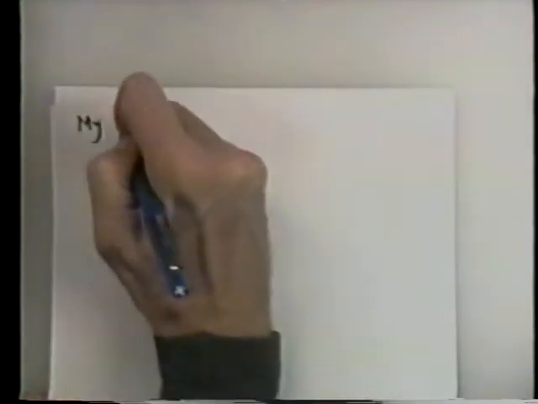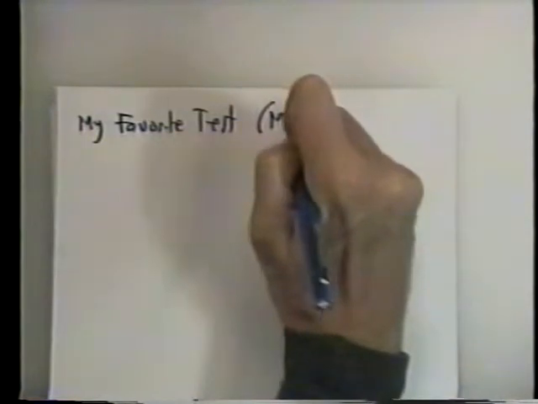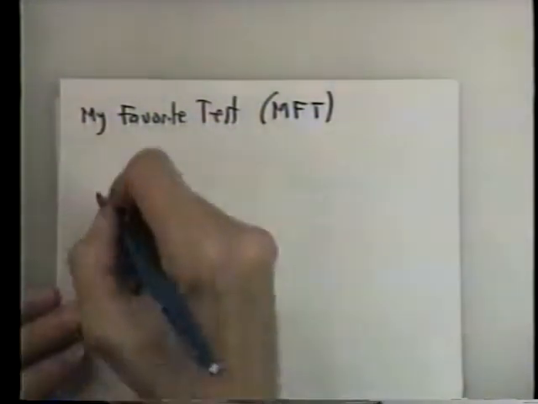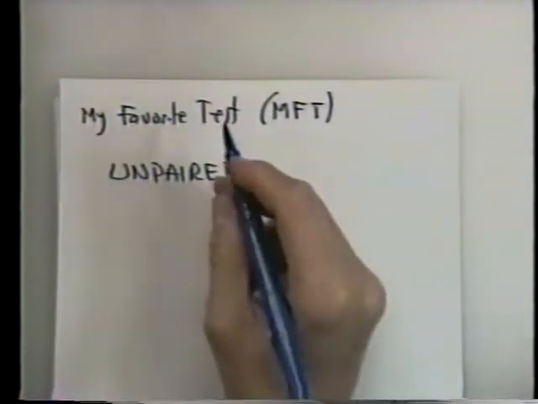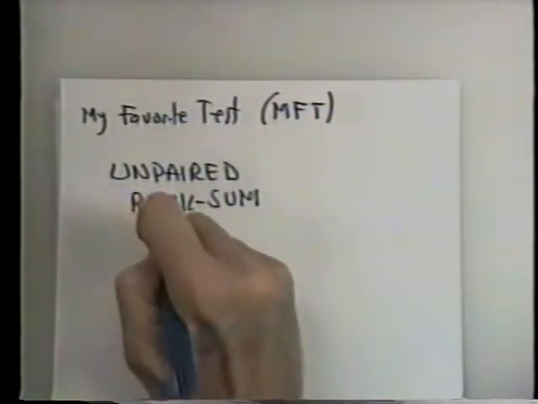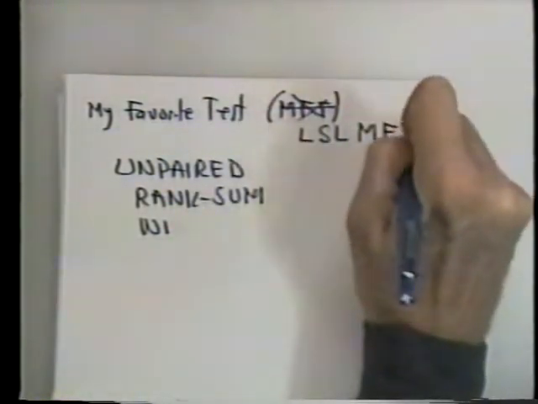Okay, so let me now do my favorite test. As Teich would do it. This is exactly similar to one we just had, only it's unpaired. So this is an unpaired rank sum Wilcoxon.